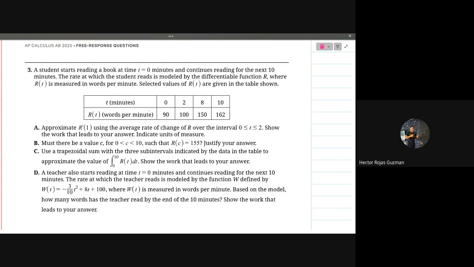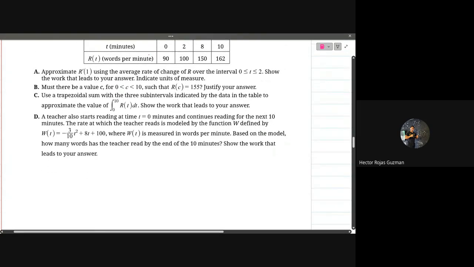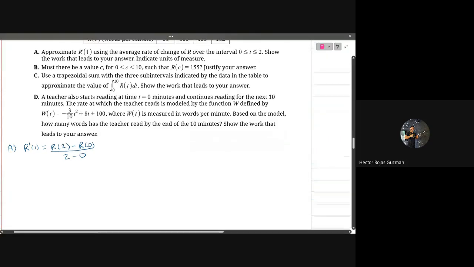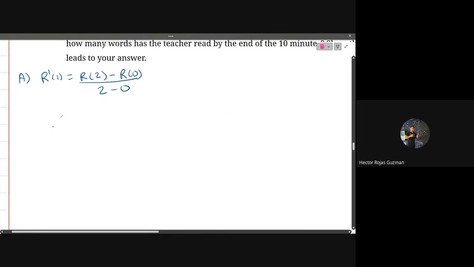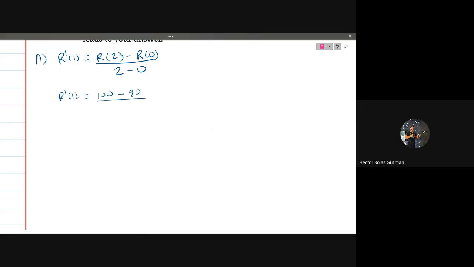Okay. Approximate R prime of 1 using the average rate of change over 0 to 2. Okay, it's not too bad. R prime of 1 equals R of 2 minus R of 0 divided by 2 minus 0. If you look at your table, R of 2 equals 100, R of 0 is 90, which means we get 5.